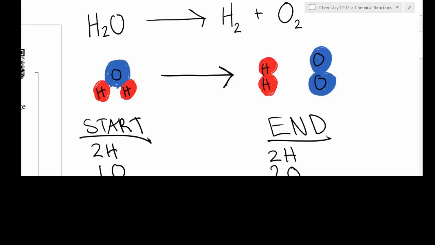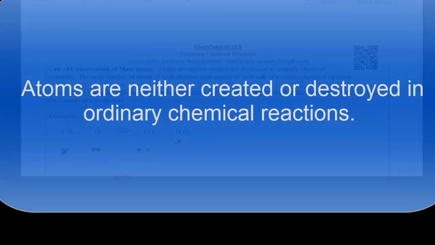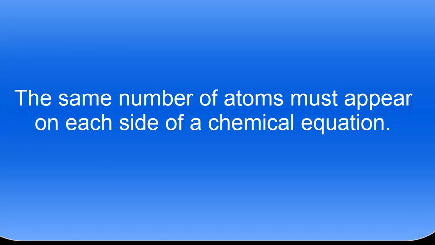And even though it's correct that water will break down into H2 and O2, what isn't correct is the fact that we seem to have gained one oxygen atom. And according to the law of conservation of mass, that is impossible. Atoms are neither created nor destroyed in ordinary chemical reactions. So what does that actually mean? It means that whatever number of atoms you have at the beginning is also the same number of atoms that you have to have at the end. So the same number of atoms of each element must appear on each side of a correct chemical equation.